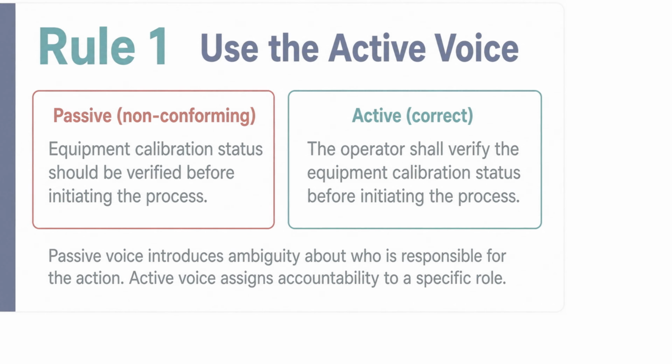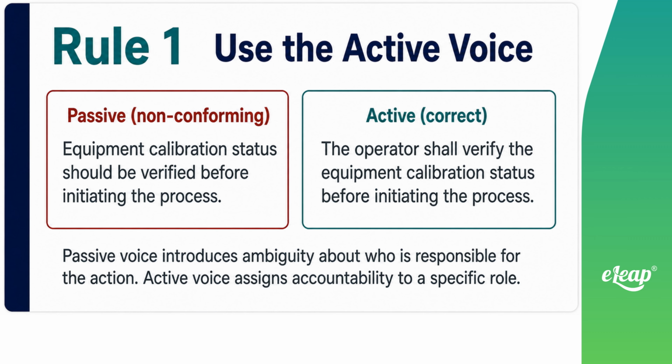Now let us discuss how you write the content itself, because correct structure without language discipline will still produce non-conforming procedures. Rule 1, use the active voice. Write, the operator shall verify the equipment calibration status before initiating the process. Not equipment calibration status should be verified. Passive voice introduces ambiguity about who is responsible for the action.